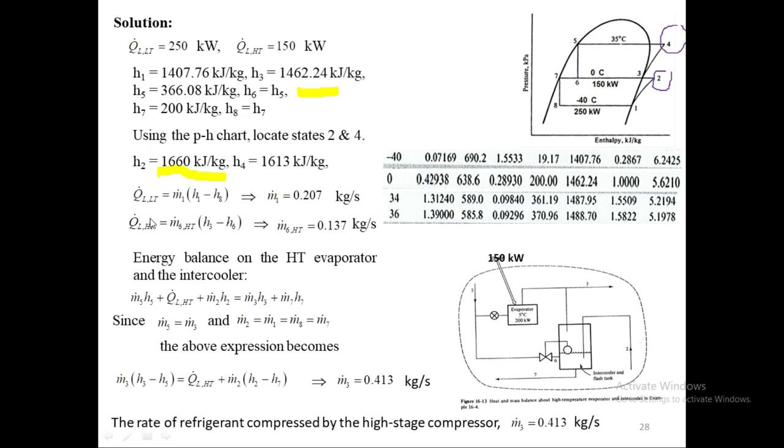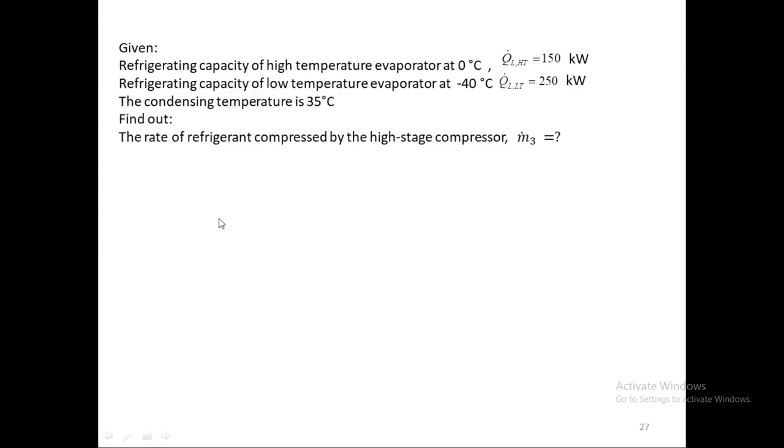But we need to find out what M dot 3 is, the mass dealt with by the high pressure compressor. That's what we need to find. For that we have to do an energy balance on the high temperature evaporator and the intercooler, as I discussed before. So the energy balance equation will be this one. Here M dot 5 and M dot 3 are the same. If you look here, M dot 5 and M dot 3 are the same. The ratio has to be the same.